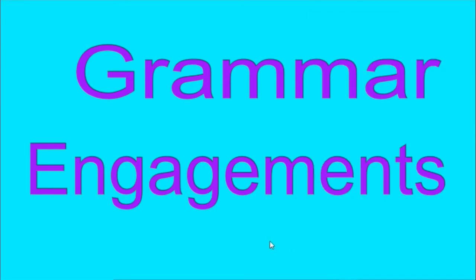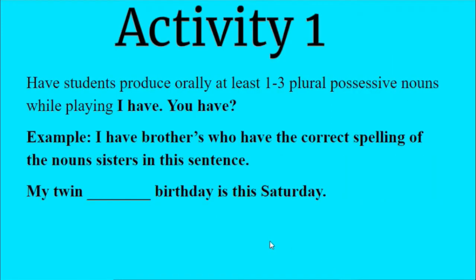Alright, so for my grammar engagement, Activity 1, have students produce orally at least 1 to 3 plural possessive nouns while playing the game I have, you have. For example, when I call them via video call on WhatsApp, I would tell them I have brothers who have the correct spelling of the noun sisters in this sentence. So they would have to read the sentence: My twin blank birthday is this Saturday, and they would have to use the correct form of the plural possessive noun, sisters.